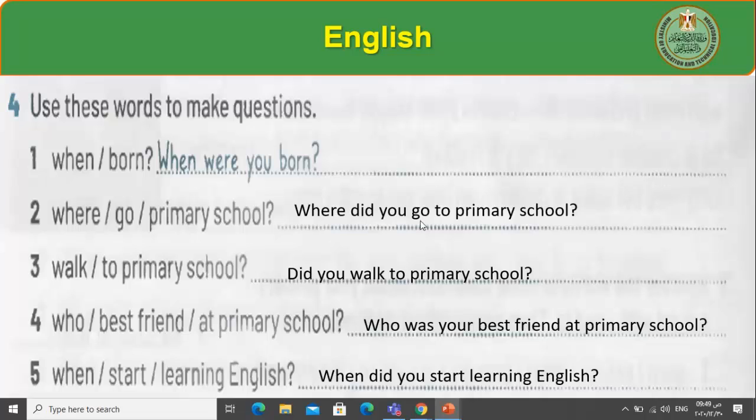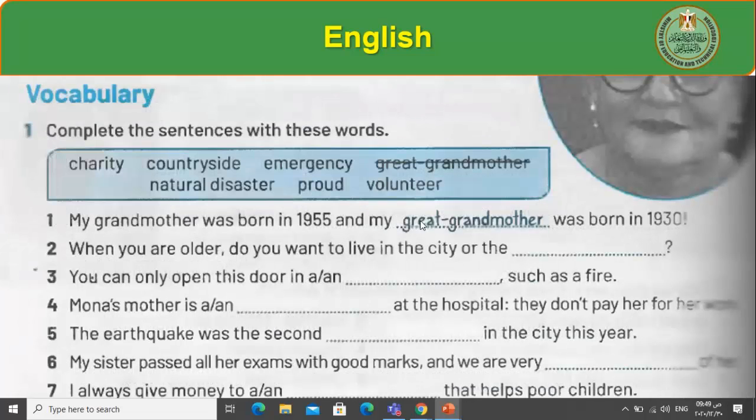Next, complete the sentences with these words. Charity. Charity is a place for helping people, by giving them money, jobs. Natural disaster. Proud. Volunteer. The man who works for no money.